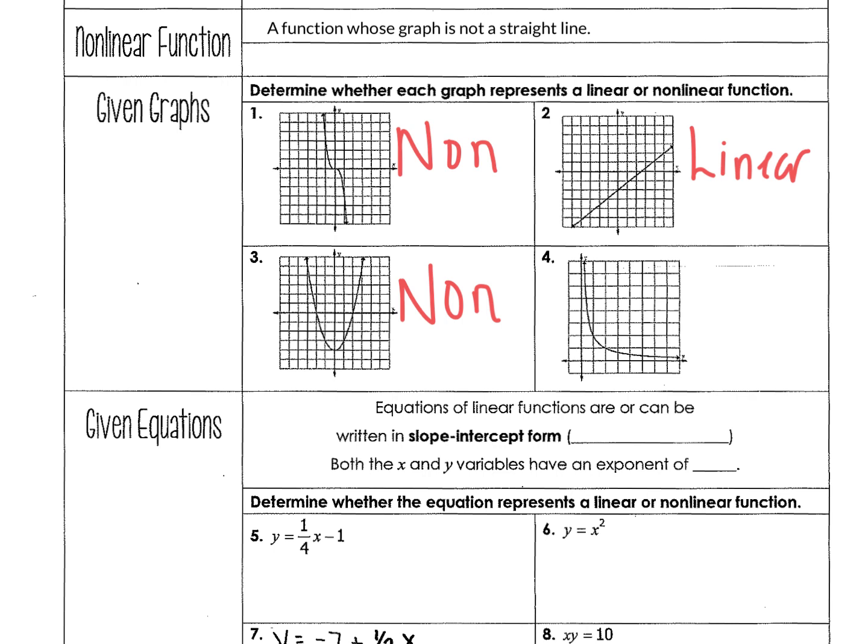And this curved graph here for number 4 is also nonlinear. So if they give you the picture of a graph, you can easily see if it's a line or if it's not a line.